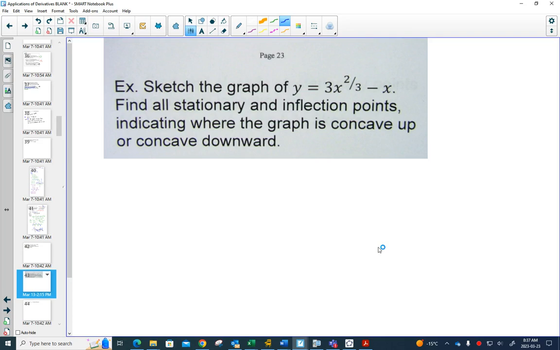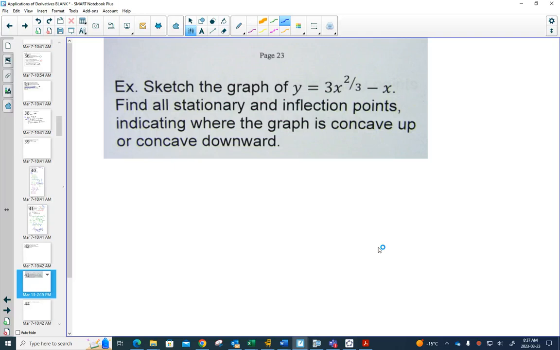So I chose this one because some interesting things happen with this graph. First of all, next to the 2/3 minus x, you can think about domain and range. There's no non-permissible values. You're never dividing by 0. So our domain is everything.